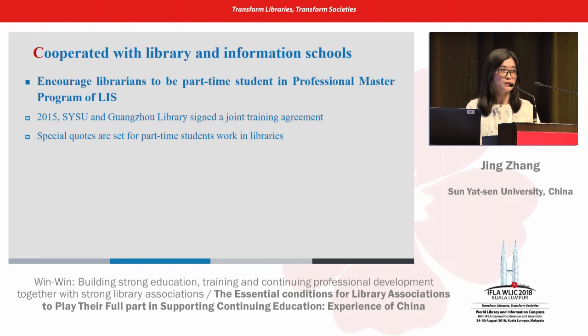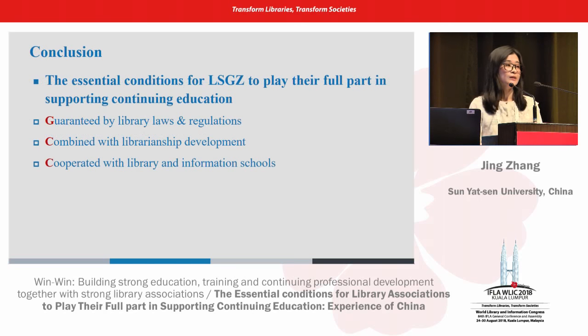In 2015, my university and the Guangzhou Library signed a joint training agreement to set special quotas for part-time students who have already worked in the library, to help them with their professional education. So the preliminary conclusion is that the essential conditions for the Library Society of Guangzhou to play their full part in supporting continuing education are, first, guaranteed by library law and regulation, second, combined with librarianship development, and third, cooperated with library and information schools.